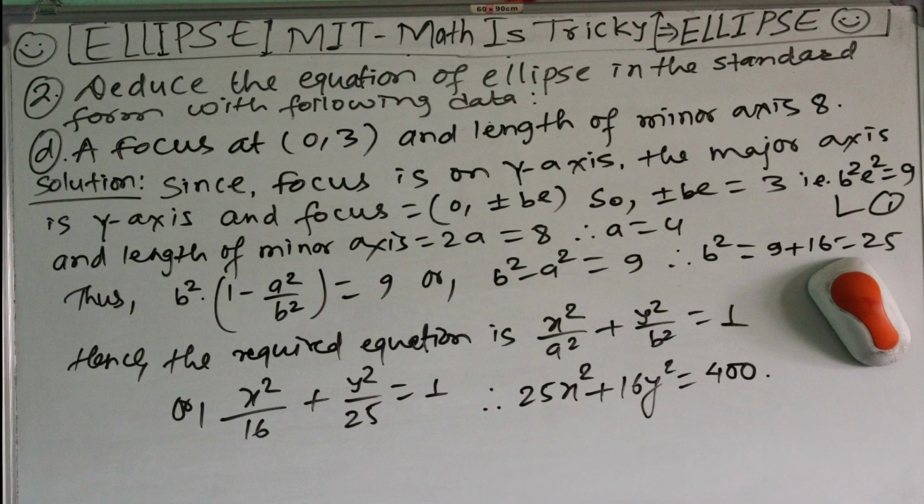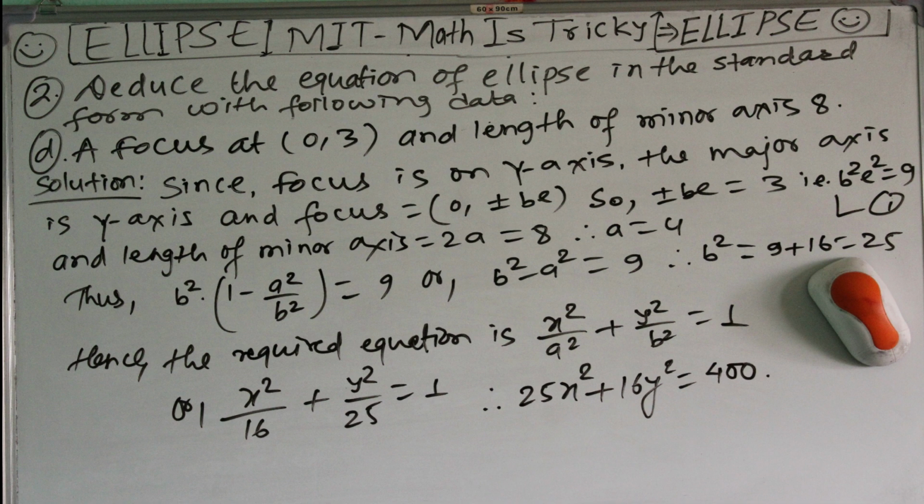Focus is given here as (0, 3) and the length of the minor axis is 8. So the focus is on the y-axis, so the y-axis is our major axis, and so the focus will be (0, ±be), and hence be = 3, that means b square e square equals 9. Okay, so the length of the minor axis will be 2a, that means 2a equals 8, which gives a equals 4, that is a square equals 16.